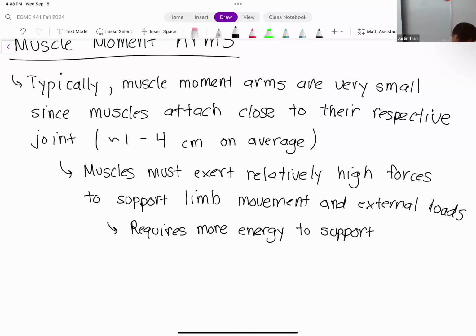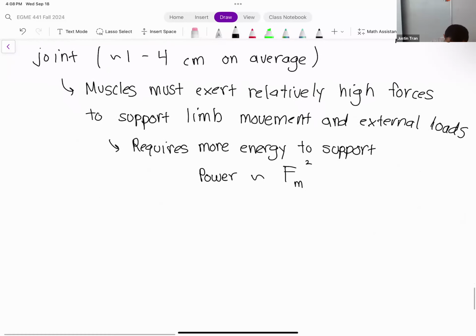In particular, if you want a comparison, the amount of power that a muscle exerts is roughly proportional to the amount of force that it generates squared. And so the higher the amount of force that the muscle has to exert, the more energy it requires. But that's, I think, pretty intuitive.